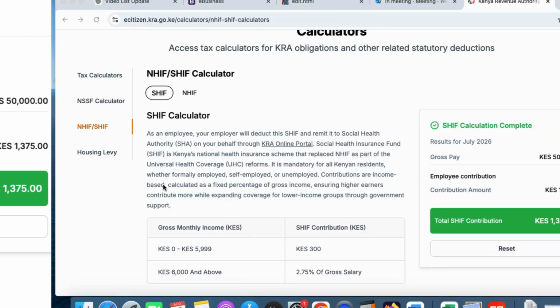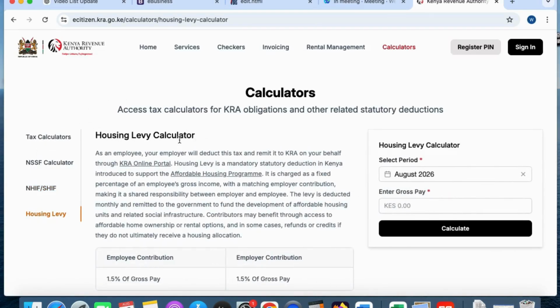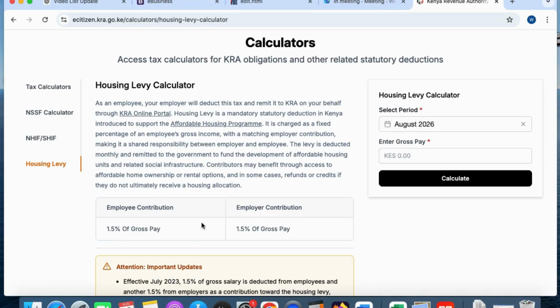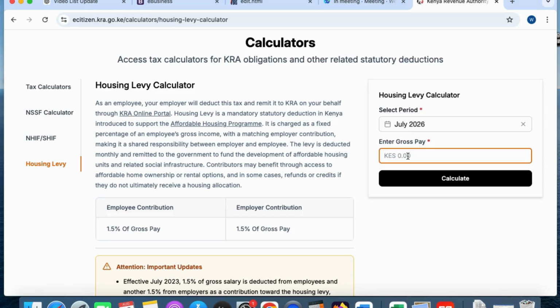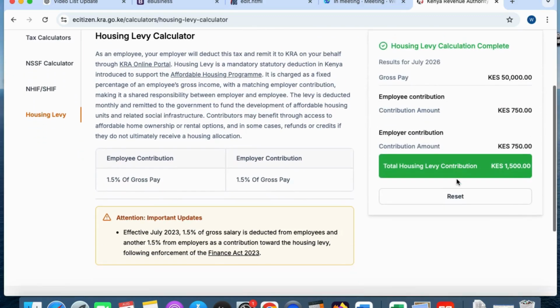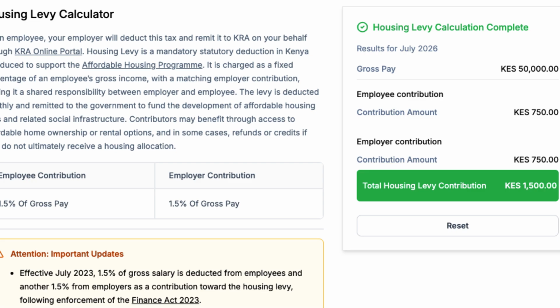Then finally, we have the housing levy calculator. Follow the same process: select the month that you want to use, then enter your gross pay, then calculate. Using our example of 50,000, the employee contribution is calculated at 1.5% of gross pay. You can see the rate here. So 1.5% of 50,000 will give us 750, assuming we are using the same example of 50,000 shillings. This is the same housing levy contribution that we got earlier, if you can recall, when you used the PAYE calculator.